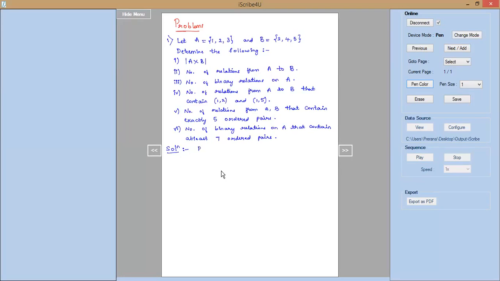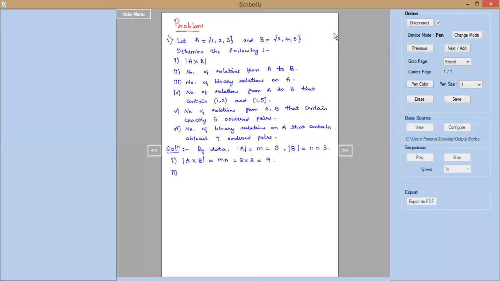Solution. From the data, it is given that the cardinality of A, usually denoted by m, is 3, because there are 3 elements 1, 2, 3 in the set A. And the number of elements in B, usually denoted by n, is also 3. Now the first one is the number of elements in A cross B. That is nothing but the number of elements in the Cartesian product of A and B, which is given by m into n. So 3 into 3, which is 9.